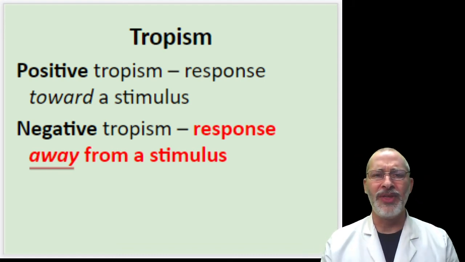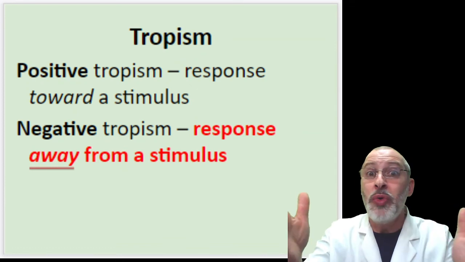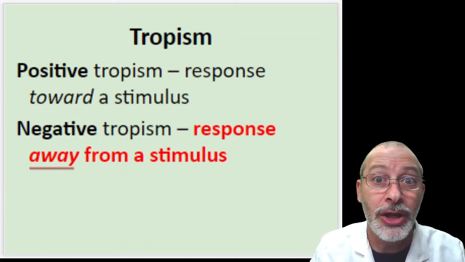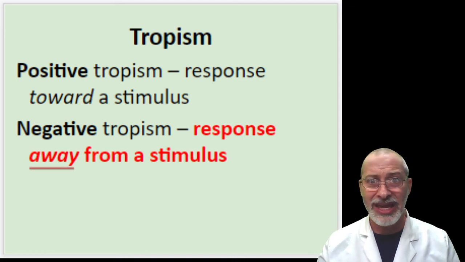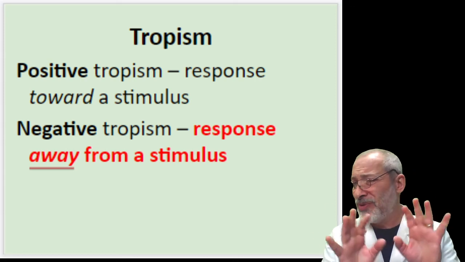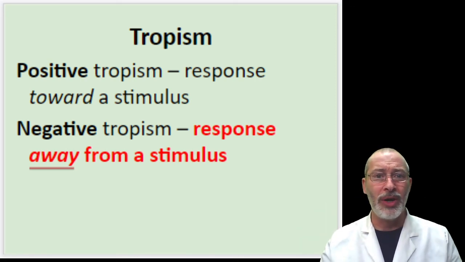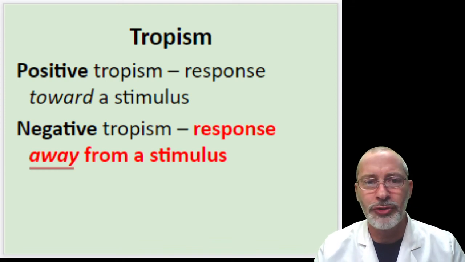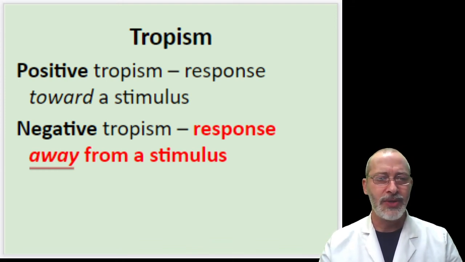Think about it. If something really positive happened, you'd want to go toward that. If somebody had really good news, you want to go over and hear that news so you get closer to the person. But if you hear something really negative and really bad, or something bad is happening, you probably want to go away from it. It might help you remember which one is which. Positive tropism is toward, negative tropism is away.